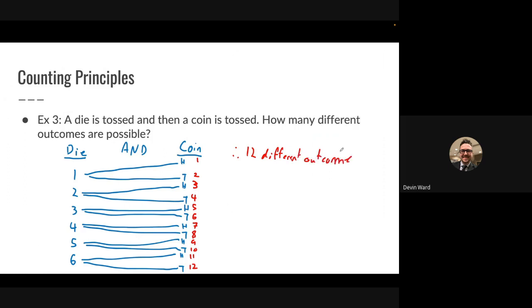Okay. Whoa, I have way too many circles, half circles on that end.